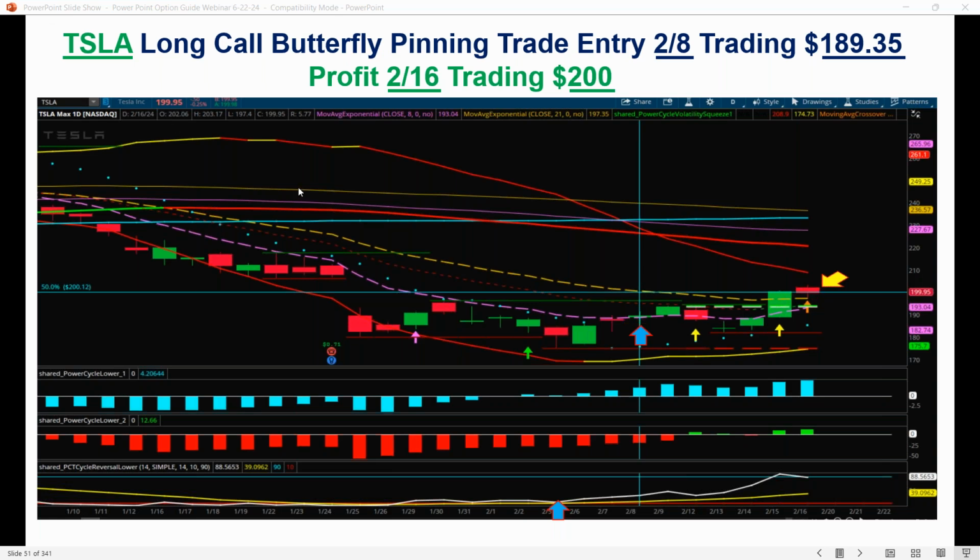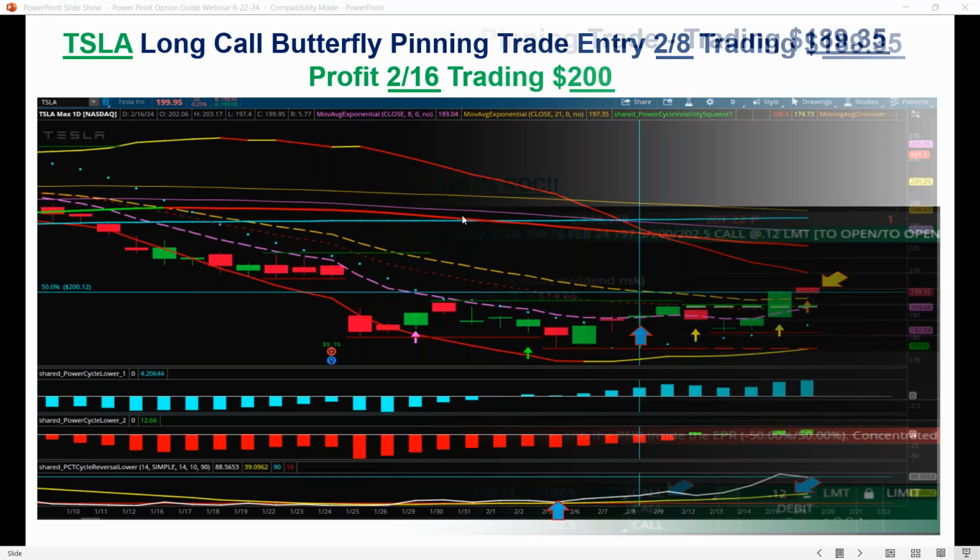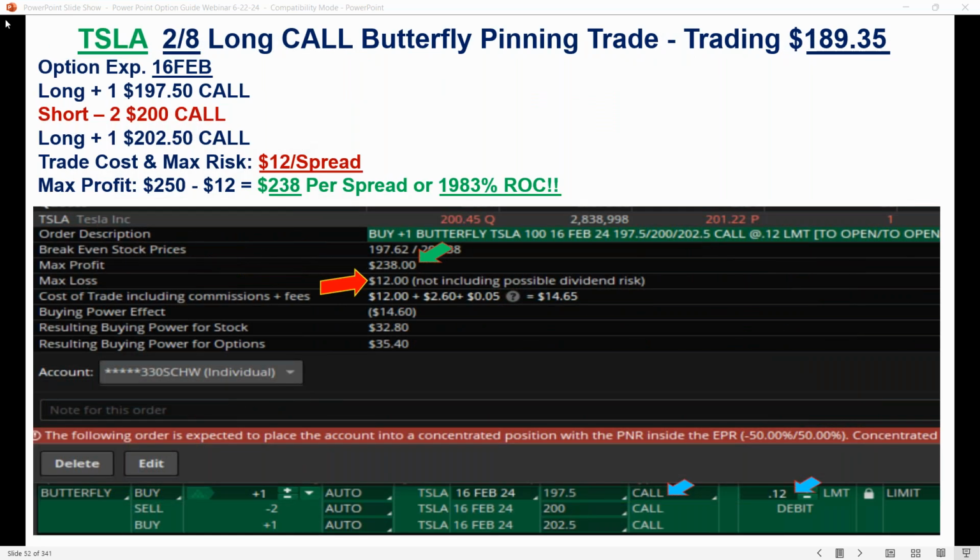So these were a lot of fun, and your risk in this trade was 12 bucks. Here's the trade spread. We're targeting the 16th expiration, targeting 200. So we did the 197.5 call long, short the 200, short the 200, long the 202.5. So we had the butterfly. Max risk was $12, 12 cents right there. The potential profit is the spread width of 250, less that. So potential $238 if it went out at that point right there. That's a 1,983% return at expiration if you get that.